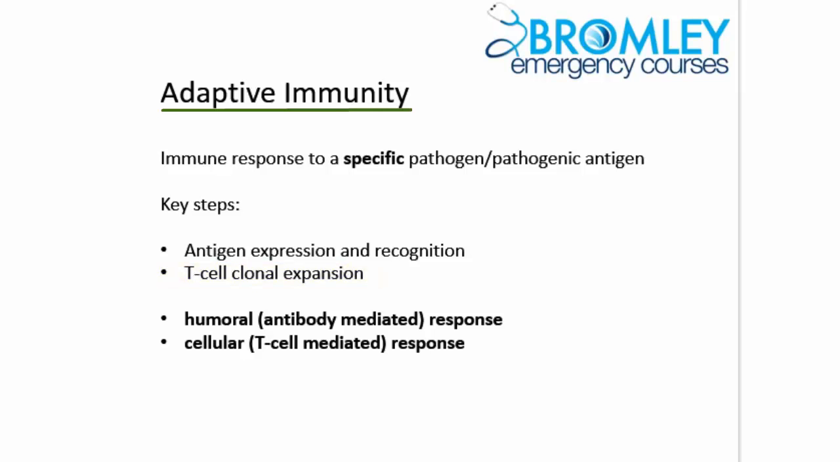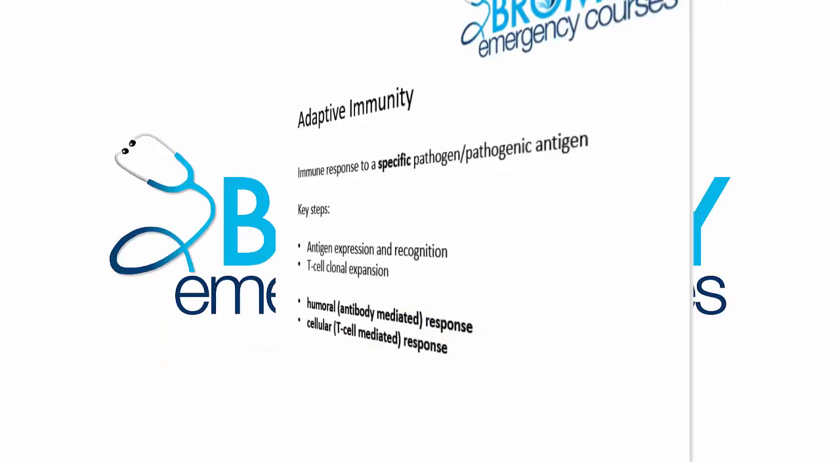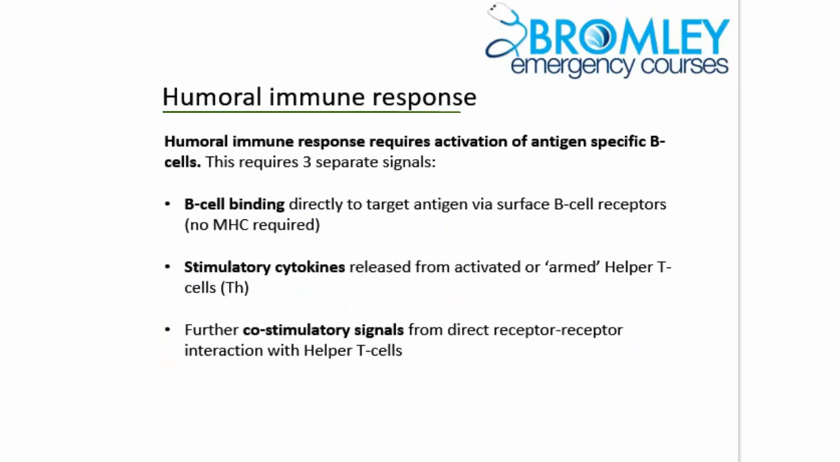So in this tutorial we take up the story where we have activated or armed helper T cells, which now need to go on and trigger the effector responses of adaptive immunity, and that is the humoral or antibody mediated response and the cellular or T cell mediated response. So let's start the story with the humoral immune response. Now the humoral immune response is about B cells, plasma cells and antibodies or immunoglobulins.